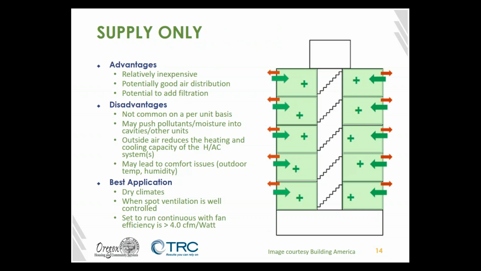Second option is supply only. So supply only does the exact opposite. Instead of pushing air out of the house with a fan, you're pulling air into the house with a fan. Good news here, the air you're pulling in, you can put a MERV 6 filter, a MERV 9 filter onto that intake, and you can be guaranteed that you are breathing the closest thing you can to good quality fresh outdoor air. So that's nice. It's also relatively inexpensive, just like exhaust. It's a little bit more pricey, but not a lot.